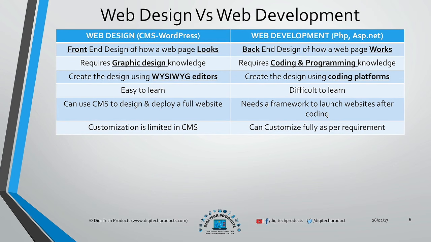If you would like to change the shape of the button, instead of a rectangle, like a rounded button, if that option is provided in the template to change it from a rectangle to a rounded, then it is possible to customize. Otherwise, it is very difficult to customize. You have to go ahead with whatever you have as part of the theme or the template you selected. But in case of web development, it is not the case. You can customize it fully as per your requirement. Anything can be customized using the coding system. This is the basic difference between web design and web development.